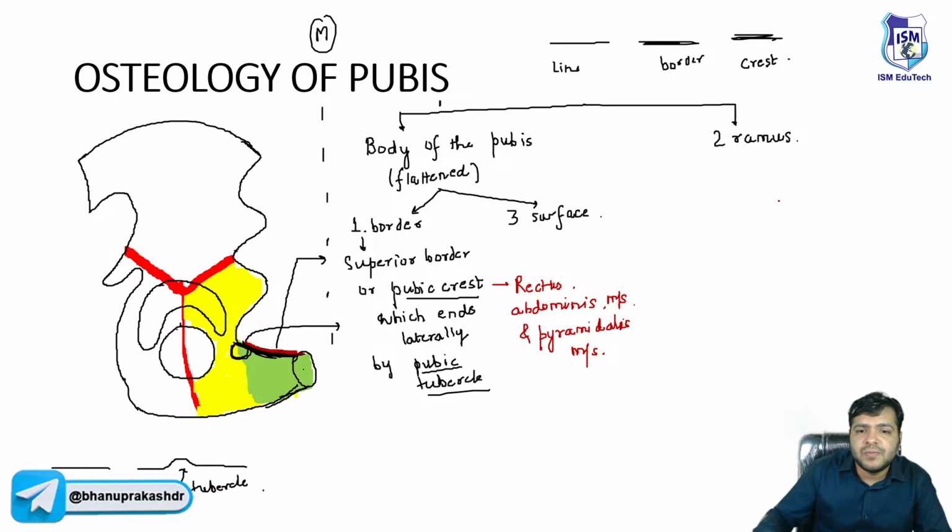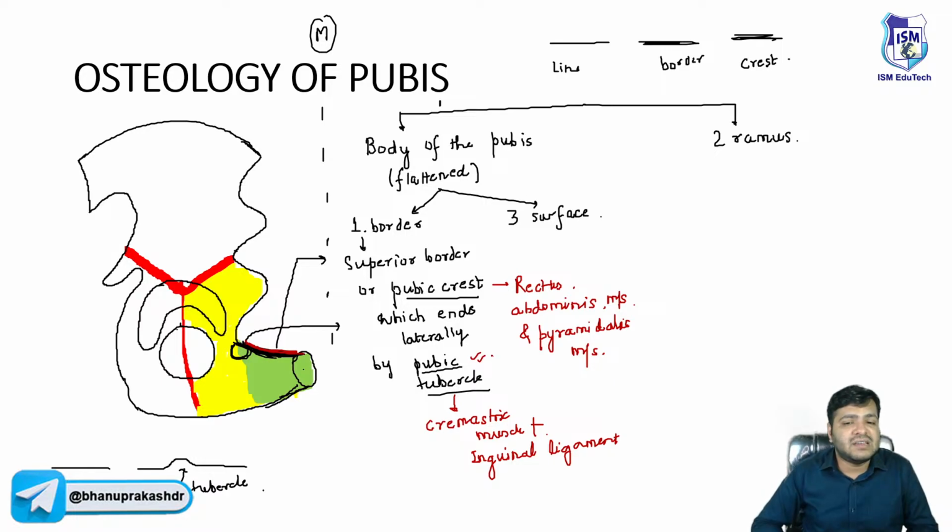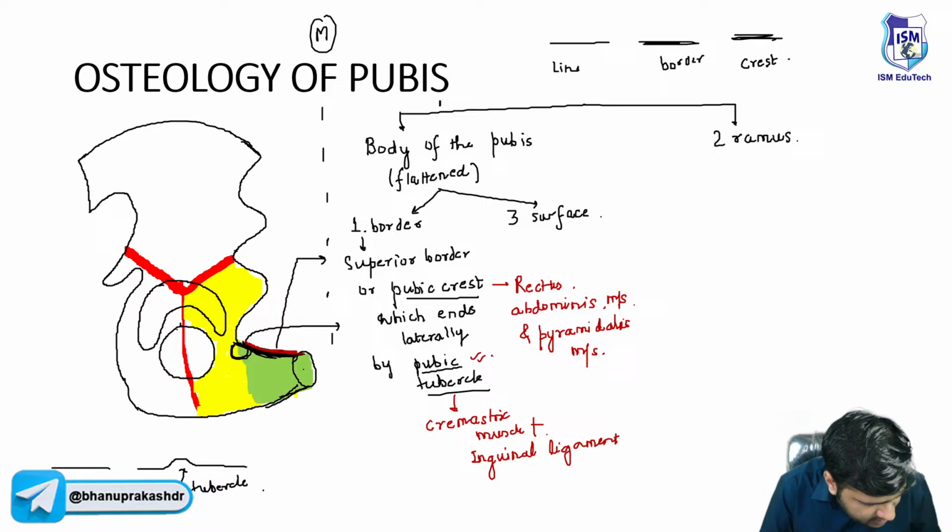And yes, from the pubic tubercle, we have one ligament that you have to remember and one muscle. From the pubic tubercle, we have the cremasteric muscle originating over here. And remember, beta, we have the inguinal ligament. So at the pubic crest, we have the rectus abdominis muscle and the pyramidalis muscle, and at the pubic tubercle, we have the cremasteric muscle and the inguinal ligament.